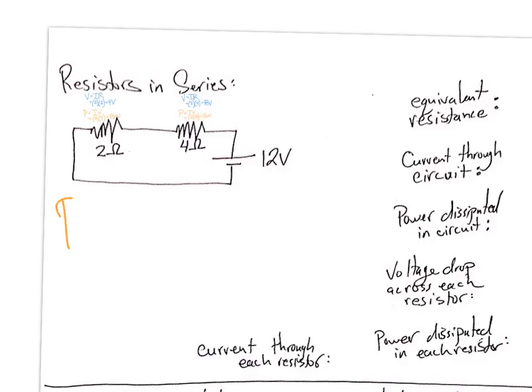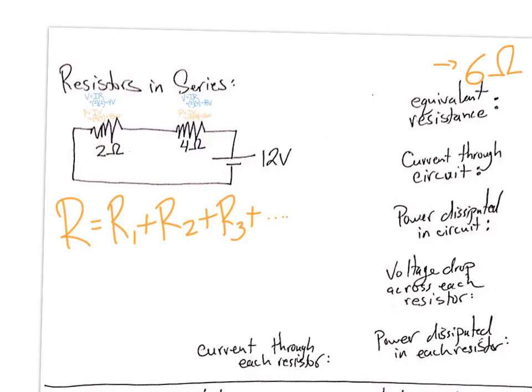So here's a formula, and sometimes it's written like this: R1 plus R2 plus R3 plus dot dot dot. However many resistors you have in series, you simply add up the resistance of them to get the total resistance of the circuit. So because the current has to pass through both, it's a total of 6 ohms of resistance. So our equivalent resistance of the circuit is 6 ohms, and we got that from 2 plus 4. Piece of cake.